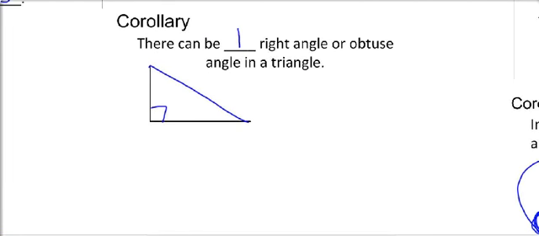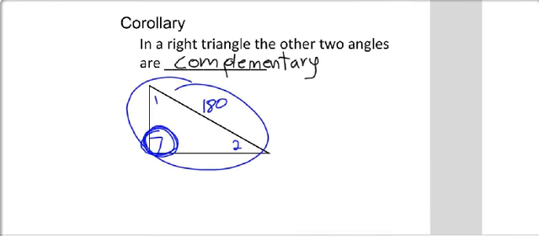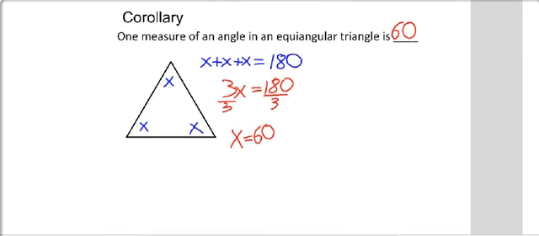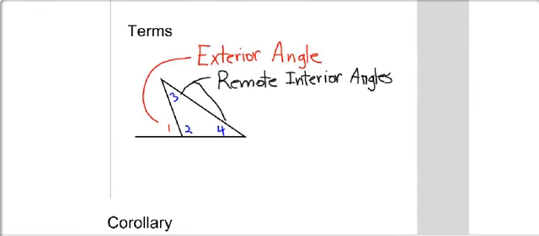And then we found out there can only be one right angle in a triangle, or obtuse. And in a right triangle, the other two angles, in this case angles 1 and 2, those are complementary. Because we knew that all the angles add up to 180. One of them's 90, so the other two must add up to 90. And three angles that are the same, that add up to 180, well, guess what? They're 60 degrees. In an equiangular triangle, 60 degrees.